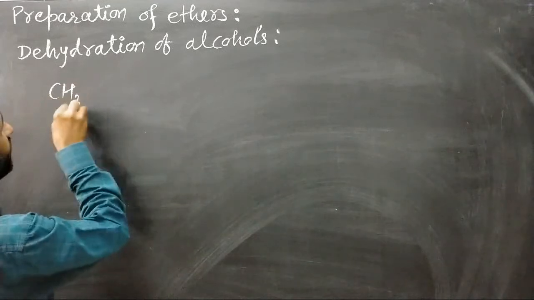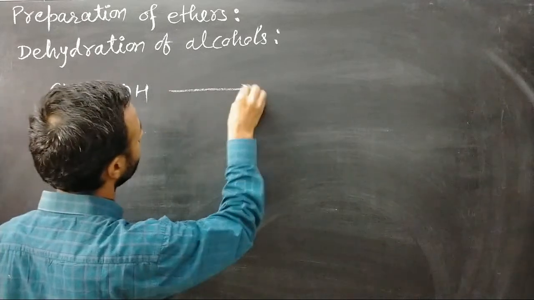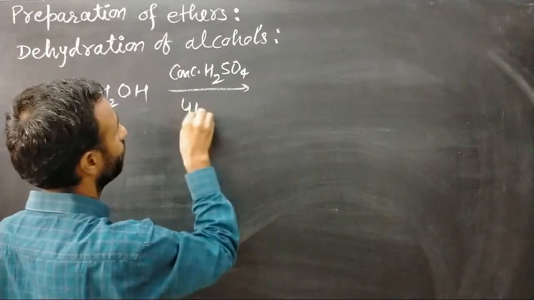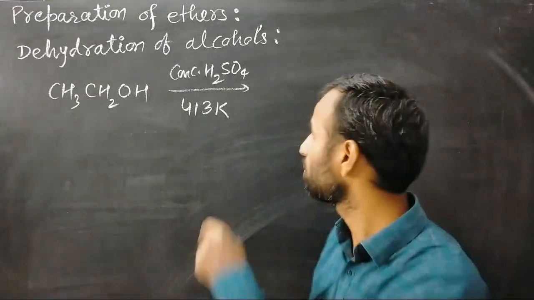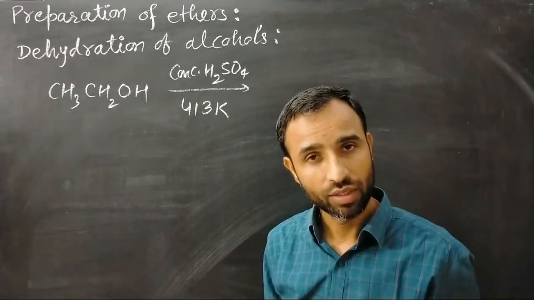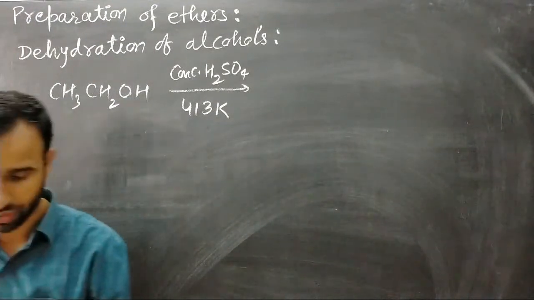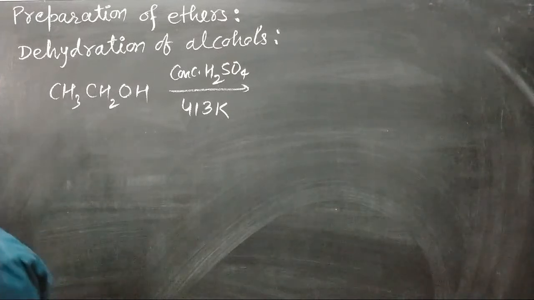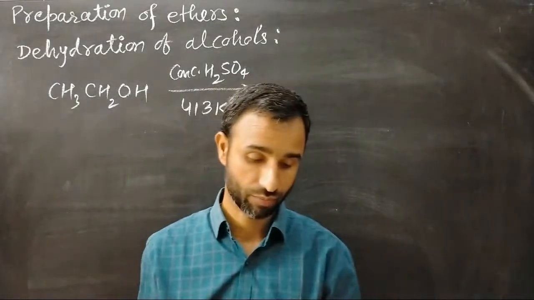Actually, when we have primary alcohol in the presence of concentrated H2SO4 at 413 Kelvin. Keep in mind, temperature is very important here. If temperature is 443 Kelvin, what would we get? Just tell me. What is the product formed if temperature is 443 Kelvin?